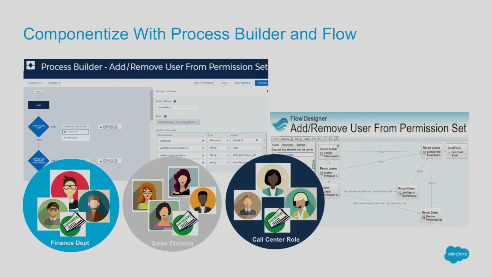So here's what Addison did. She took a step back. She created one consolidated process builder, add and remove user from permission set. So she's covering the finance department permission set, the sales division, the call center, all the permission sets in her org. And then she has one consolidated visual workflow, so add, remove user from permission set. And in the process builder, we are loading it up with additional information, passing it over to Flow, so Flow knows what to do. So as her org grows over time and permission sets are added and removed, she's only touching that one process builder. She's not even touching the flow.